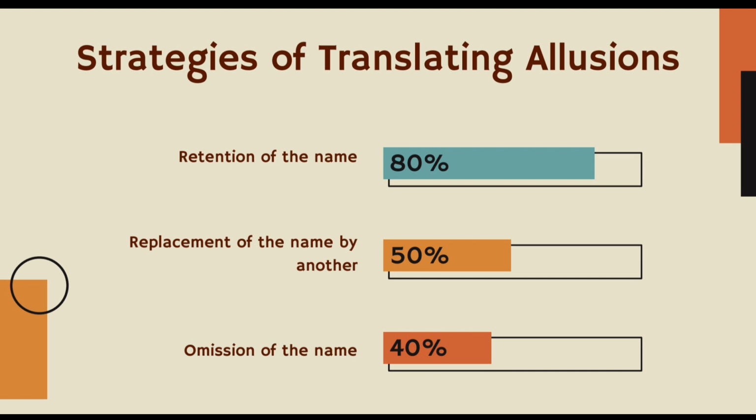2. Replacement of the name by another. A. Replacing the name by another SL name, and B. replacing the name by a TL name. 3. Omission of the name. A. Omitting the name but transferring the sense by another means, for instance by a common noun. B. Omitting the name and the allusion together.